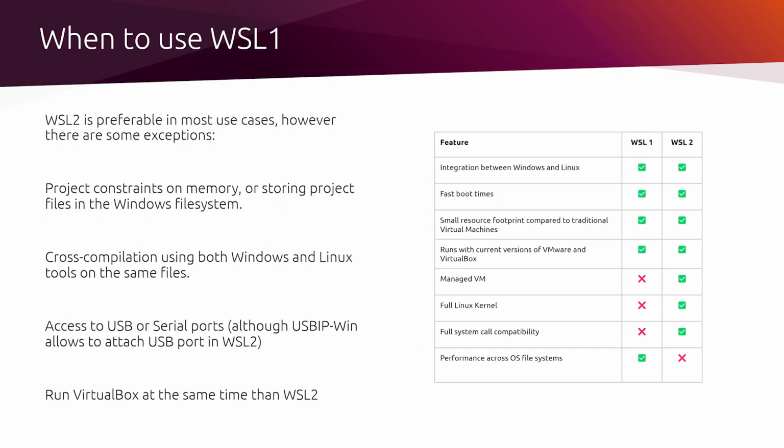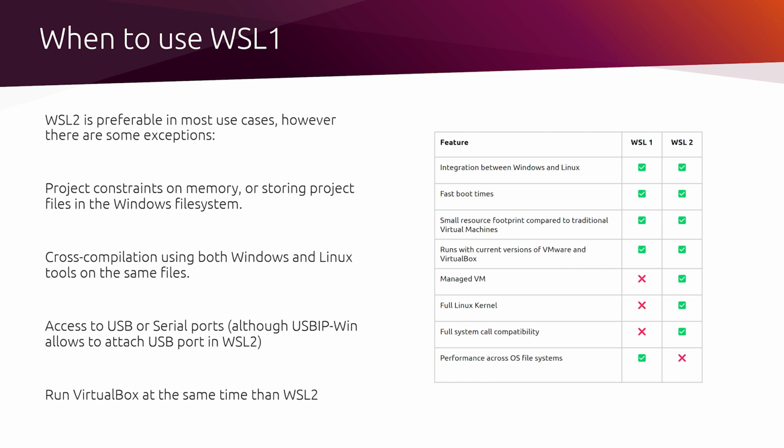You may still want to use WSL1 in several cases because not everything works as in Linux in WSL2. So, for example, if you have memory constraints, you want to use WSL1 because you're not allocating any memory. If you want to do cross-compilation between Linux and Windows using the same files on the two file systems, then you may want to use WSL1 because you don't have this layer of communication between WSL2 and the Windows file system. You may want to access USB ports or serial ports.